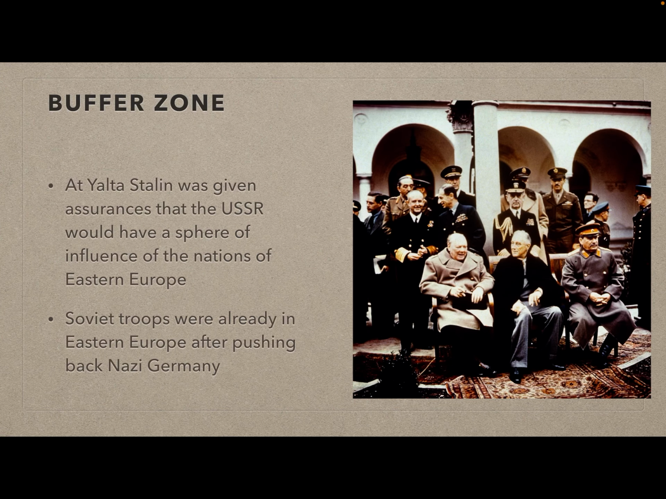Now, at the Yalta Conference, which took place before the end of the war, Stalin was given assurances that the USSR would be given a sphere of influence over the nations of Eastern Europe. Soviet troops had pushed the Nazi army back through Eastern Europe and were in this area, and as soon as the war ended, they started to exert their influence.